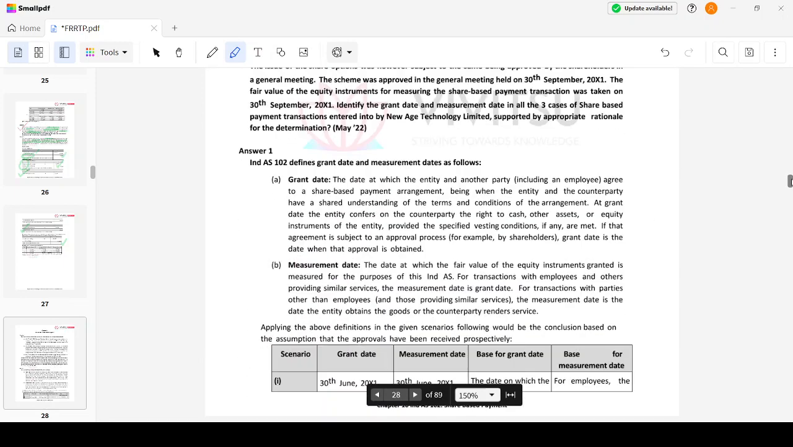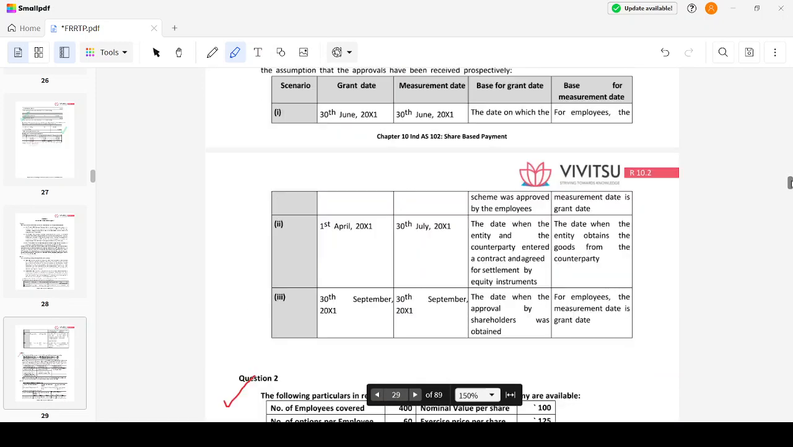Now, in this one or two share based payment questions, we will read only this table. The grant date here is 30th June 20x1, and the measurement date is also 30th June 20x1. The base for the grant date is the date on which the scheme was approved by the employees. For employees, the grant date is the measurement date.